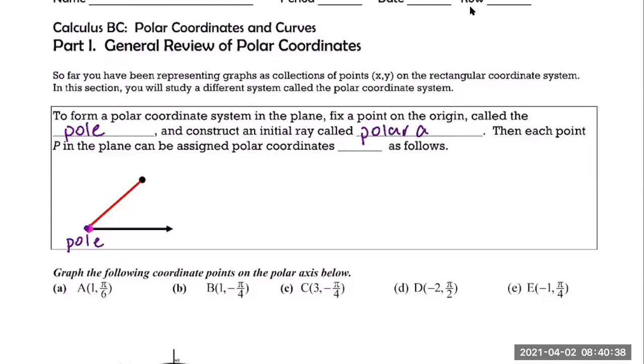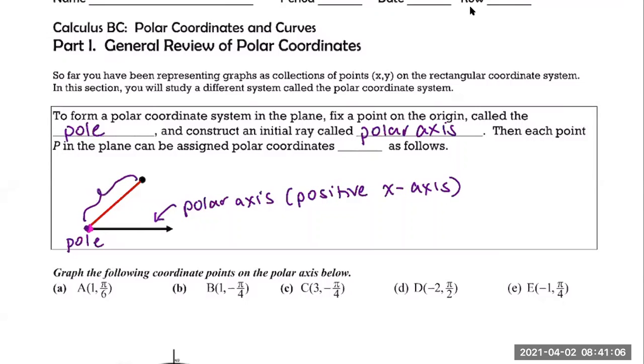So rather than having an x and y axis, you have what we call a polar axis. And the polar axis in this case is this ray here, the initial ray. You can equate it to the positive x-axis on a rectangular coordinate plane. So just the right side, the positive values of the x-axis. Okay, and the coordinate point when we plot it is our distance away from the pole. So this is a radius measure.